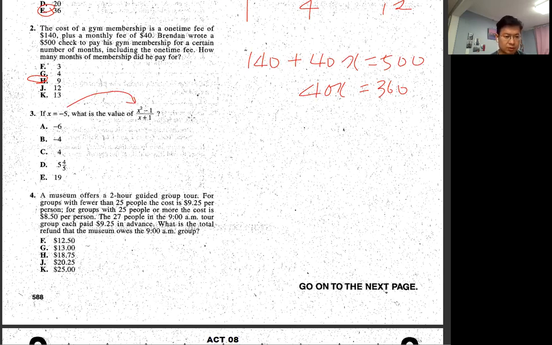Plug in. So minus 5 squared, 25 minus 1, over minus 5 plus 1. So 24 over minus 4, minus 6.